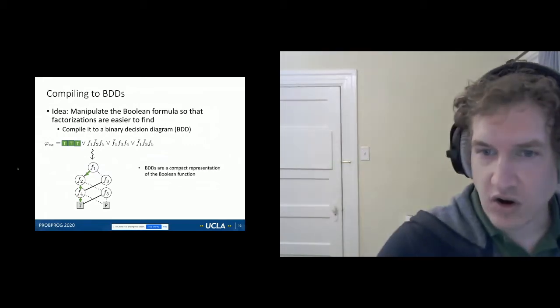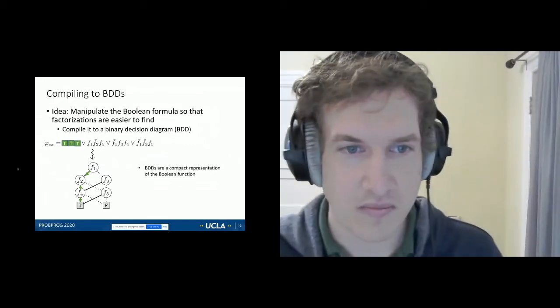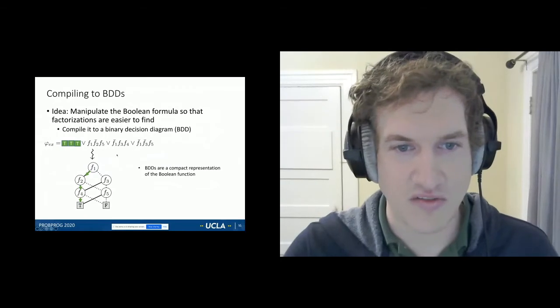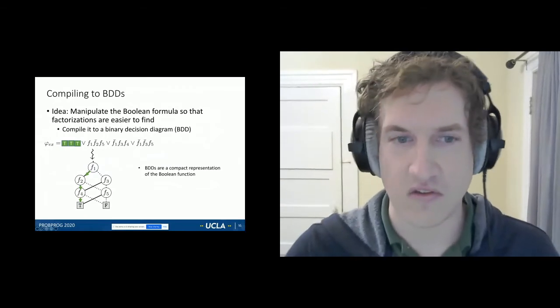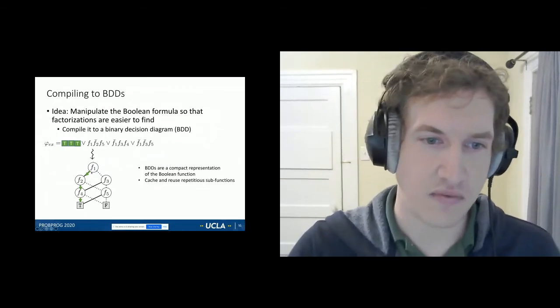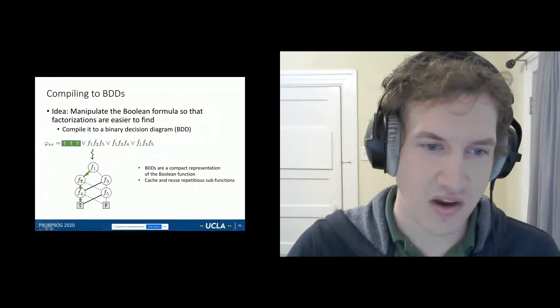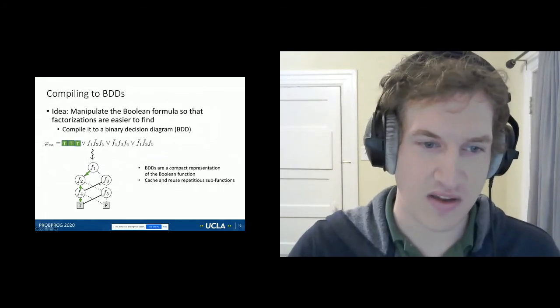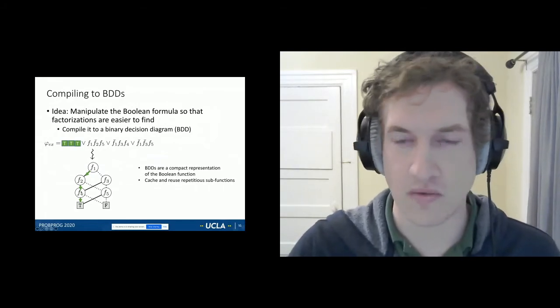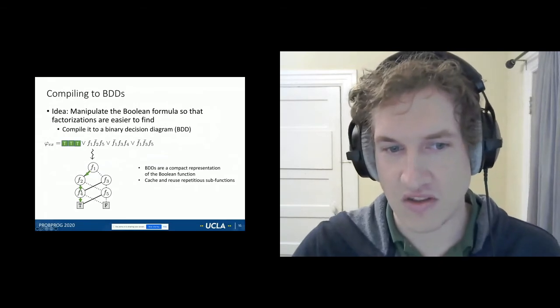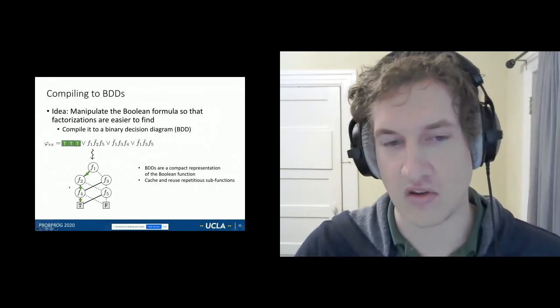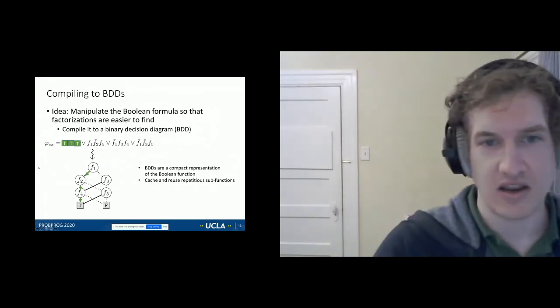BDDs are a compact representation of the Boolean formula. They try to do their best to capture and find repeated subfunctions. So for instance, if f1 is true, we get to this node here. But we can see that both this arrow from f2 and this arrow from f3 point to the same subfunction. This caching and reusing is what makes these BDDs smaller than a naive representation.